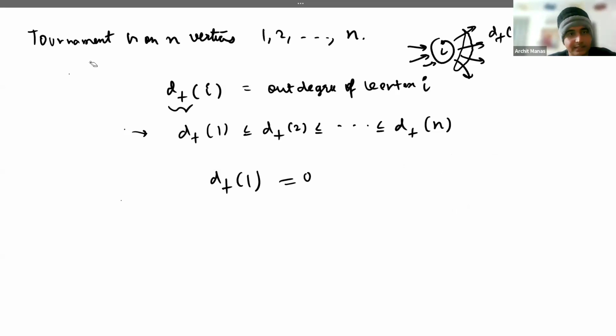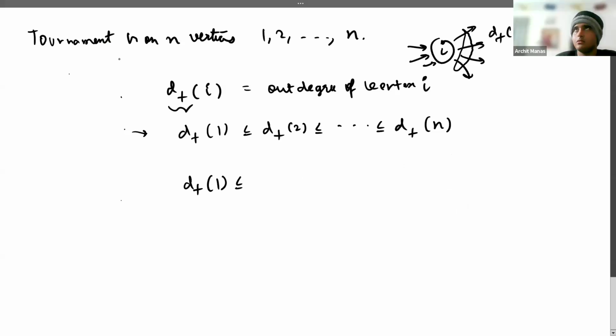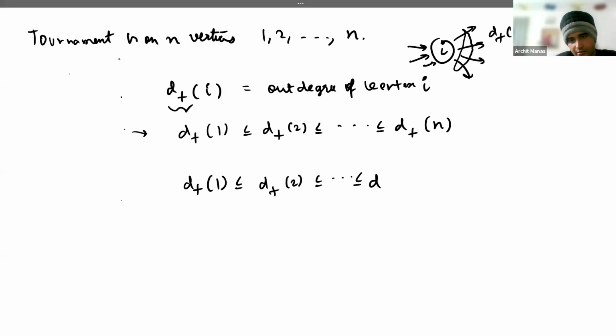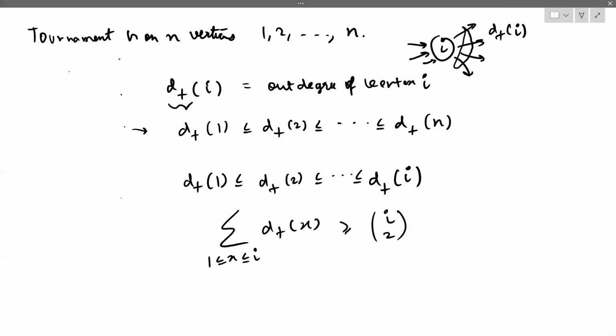And the way we prove this is by considering the complete graph of the first i vertices. Does induction work? Well, not quite. So let's say we look at a certain i. Now, this sum, d plus of x from 1 to i, is at least i choose 2. Why?